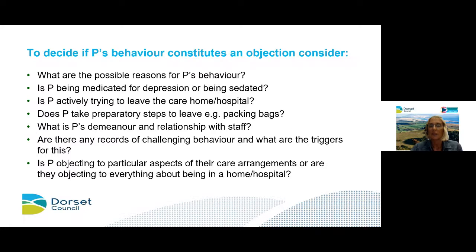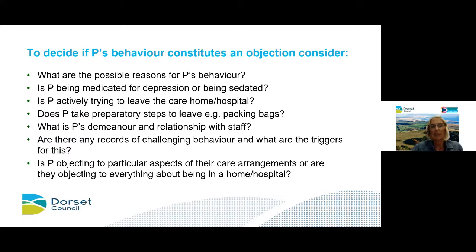What's their demeanour and relationship with staff? Are there some staff they like better than others, or do they not get on with any of the staff? Do they not want to have carers helping them? Are there any records of challenging behaviour, and what were the triggers for that? So have a look through the ABC charts, have a good look through everything that's there, and think about, what's triggered this? Is it the same carer? Have a good look and think about that as well.